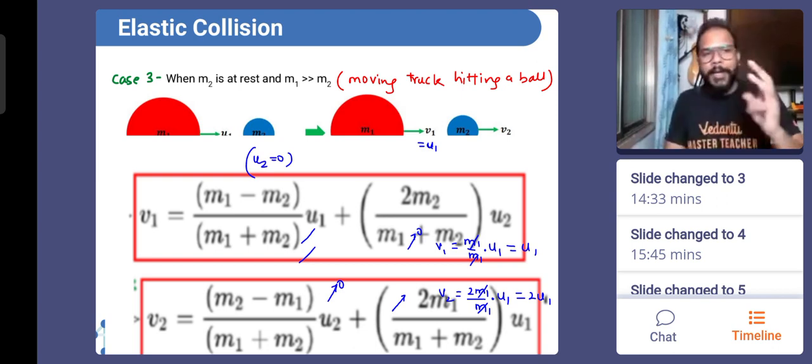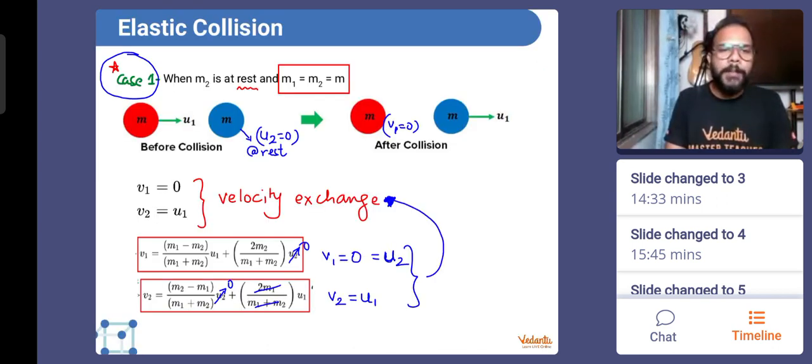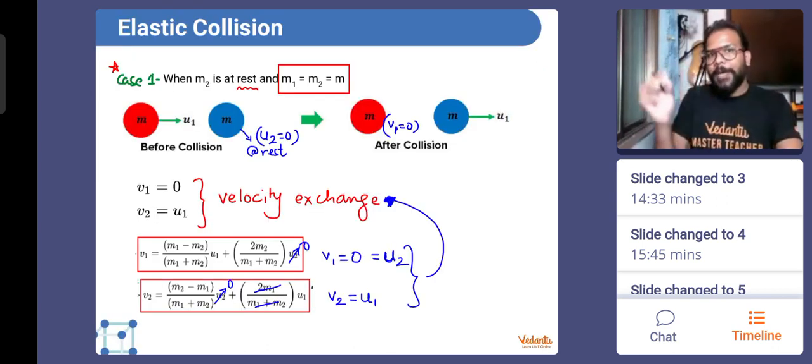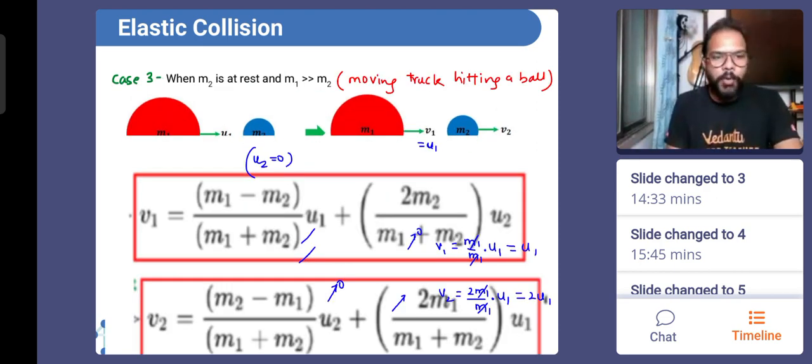Okay, guys, cool. Do I need to remember the three cases? No. The only case that I want you people to keep a mental note of is the first one. When both the masses are equal and they collide elastically, their velocities exchange. Okay, good enough. Two slides more, then we'll get into problem solving.